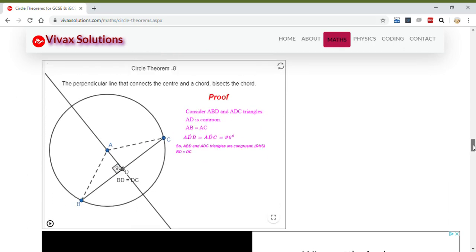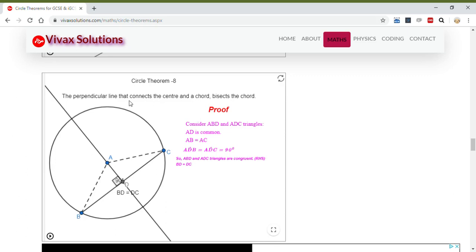So theorem 8 says the perpendicular line that connects the center and a chord bisects the chord. So this is the center and this is the line that connects the midpoint of the chord at a right angle, and it bisects this line. So this is equal to this, and here is the proof.